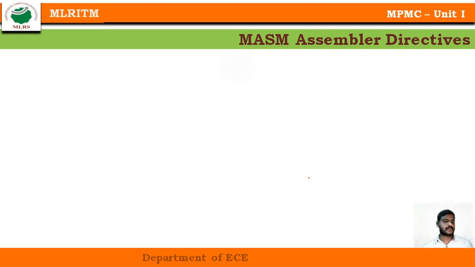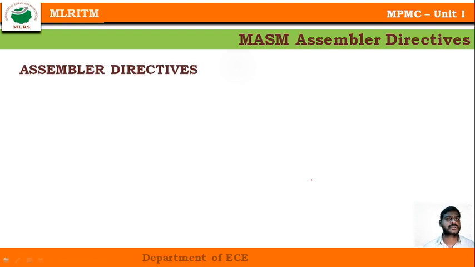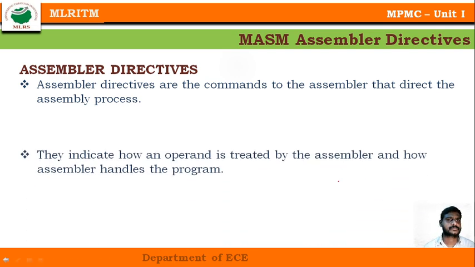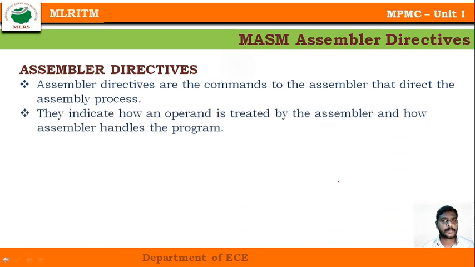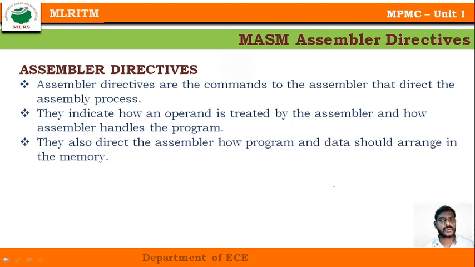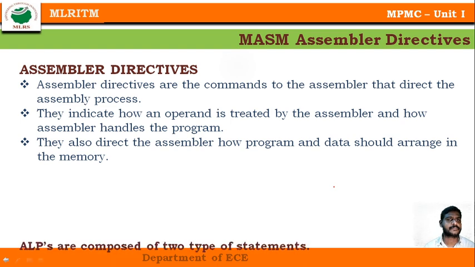8086. When I want to write a program, I also need to know some assembler directives. An assembler directive is a keyword or an English word that gives some meaning to what the processor wants to be performed. Such things are called assembler directives. Assembler directives are the commands to the assembler that direct an assembly process. They indicate how an operand is treated by an assembler and how the assembler handles the program. They also direct the assembler how the program and data should be arranged in the memory.